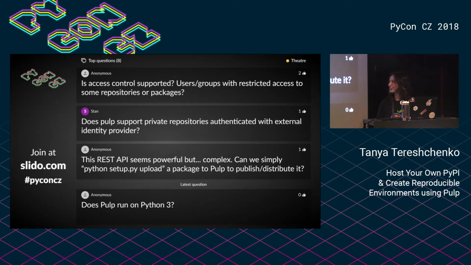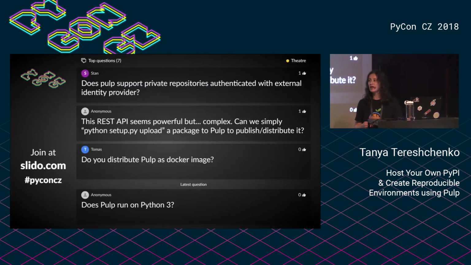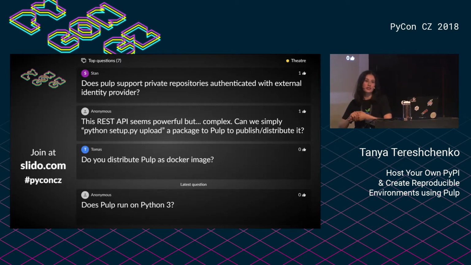Good. So does Pulp support private repositories authenticated with an external identity provider? Yes. You can configure a remote, as I explained, which knows about a remote source. You can configure there, for example, SSL certificates, users' passwords, and download repositories. For example, if you have a subscription for Red Hat, you can download Red Hat repositories.